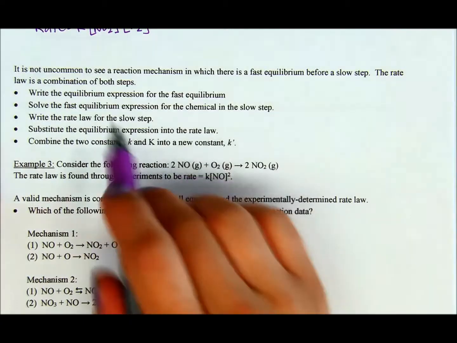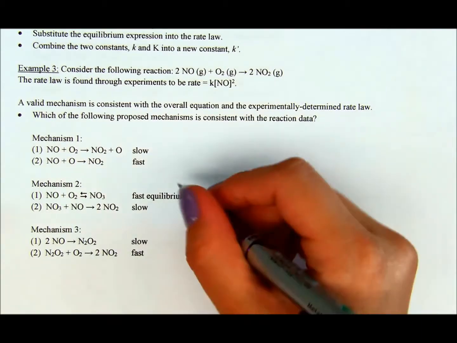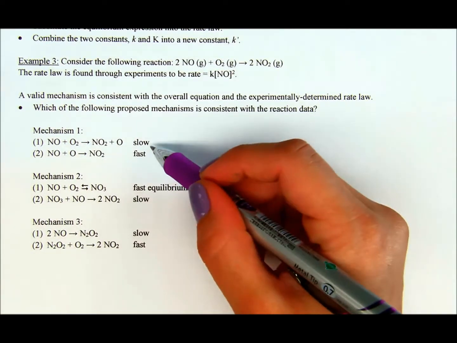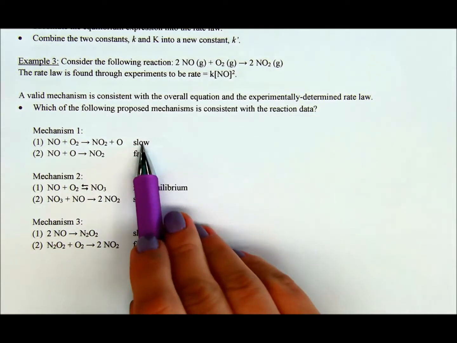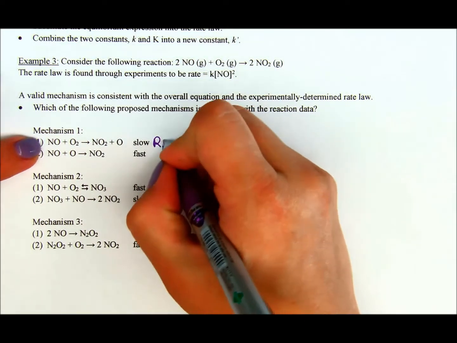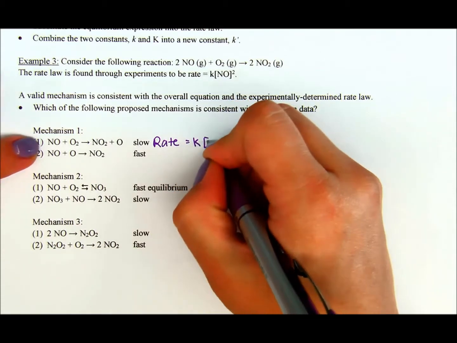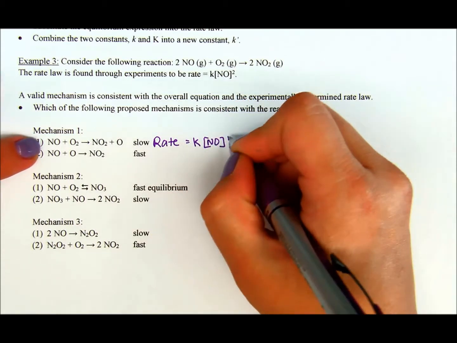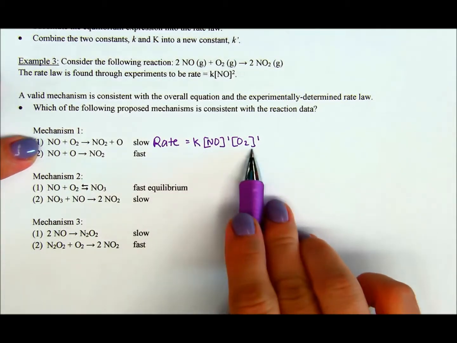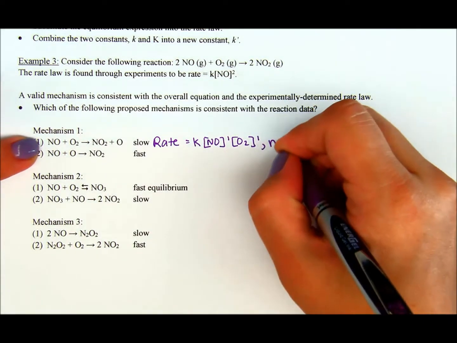So write the equilibrium expression for the fast equilibrium. Okay, so here, actually we don't even need to do that one yet. Let's do this one first. So this is the same as before. So the slowest step is just going to be our overall rate law. So here, our rate would be equal to K times NO to the first, O2 to the first. Okay, does this match this? No, it doesn't. So not consistent.